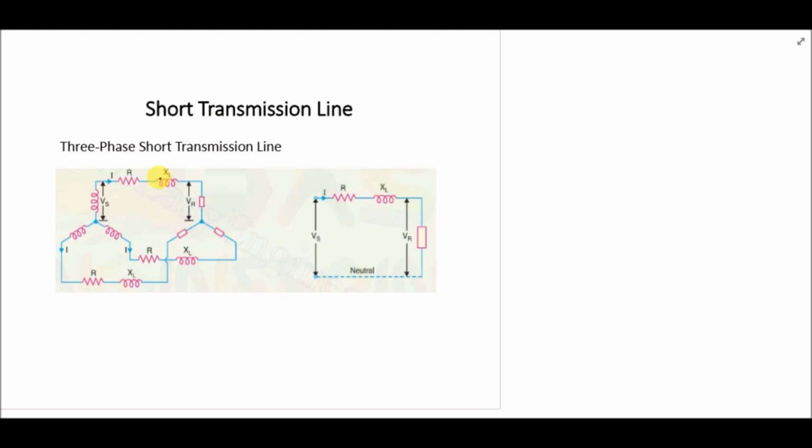From the figure, we can see that the sending end as well as the receiving end, the load as well as source, both are connected in Y. So if they are connected in Y, we can easily represent it by a single line diagram, which is representing a single phase. So here is an example of short transmission line.